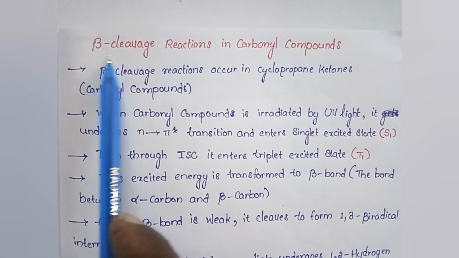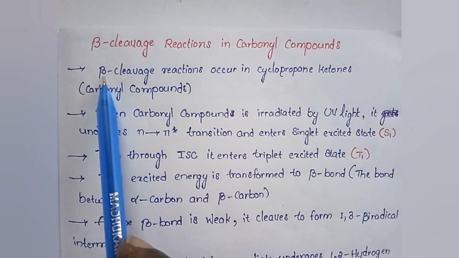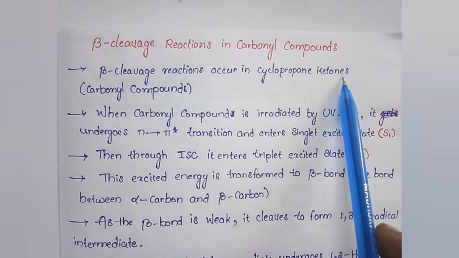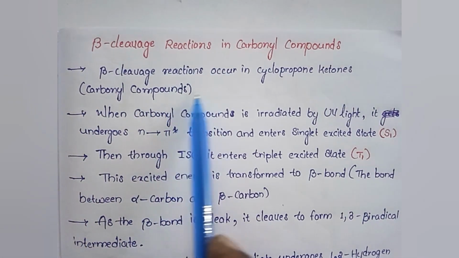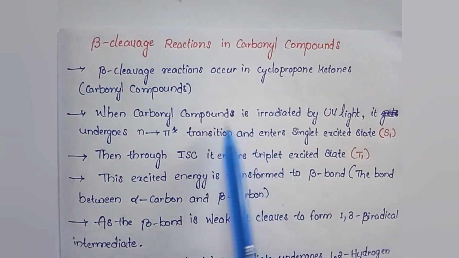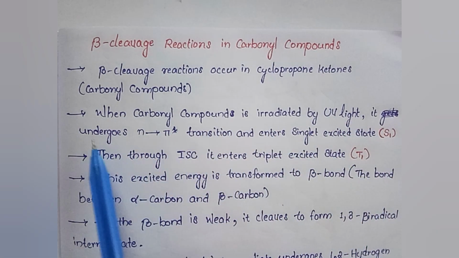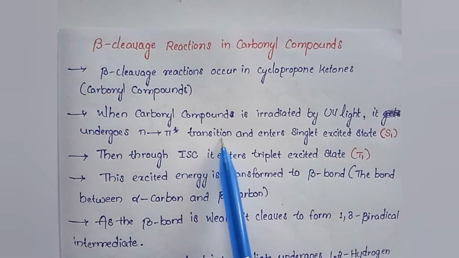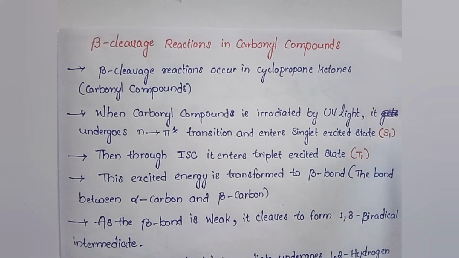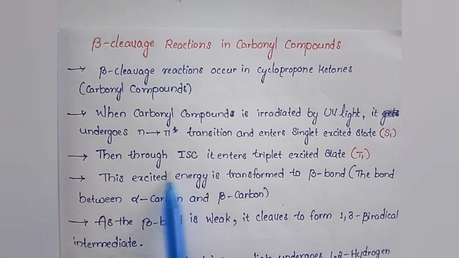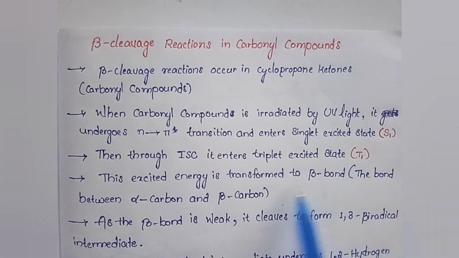Let us study about beta-cleavage reactions in carbonyl compounds. Beta-cleavage reactions occur in cyclopropane ketones, that are carbonyl compounds having a cyclopropane ring. When a carbonyl compound is irradiated by UV light, it undergoes n to pi star transition and enters the singlet excited state S1. Then through intersystem crossing, it enters the triplet excited state T1.